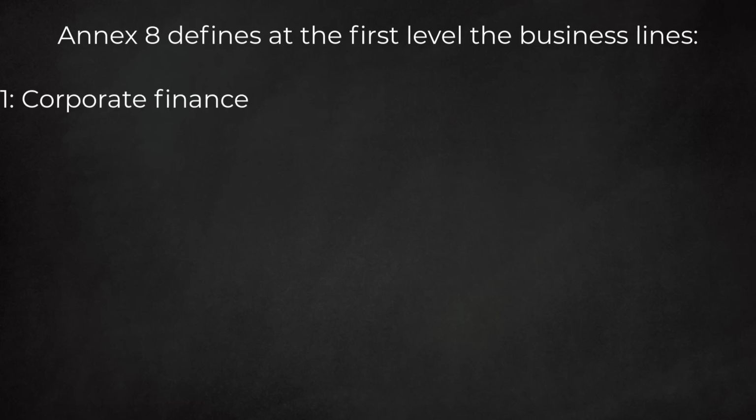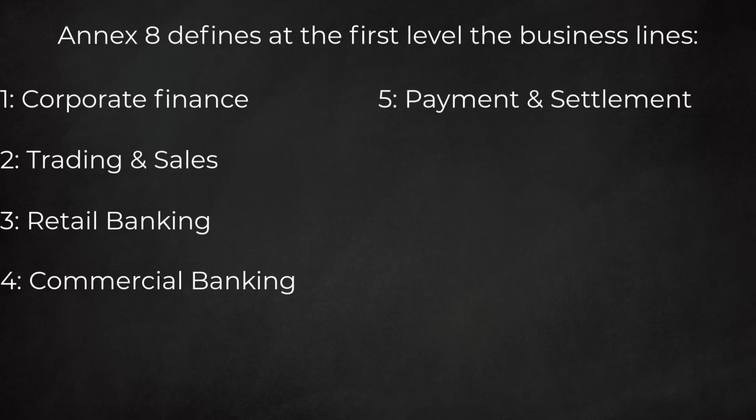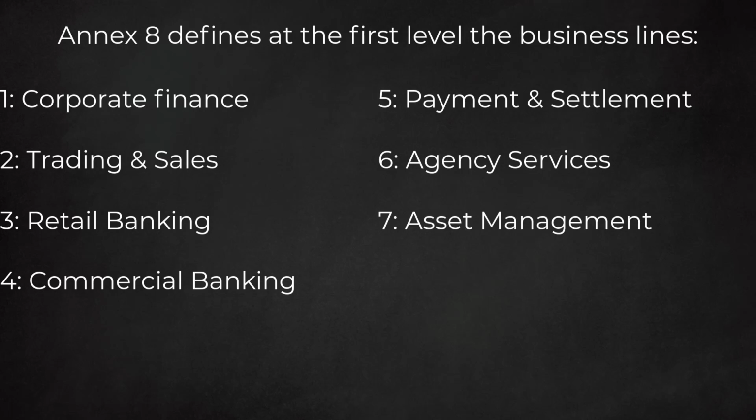1. Corporate finance. 2. Trading and sales. 3. Retail banking. 4. Commercial banking. 5. Payment and settlement. 6. Agency services. 7. Asset management. 8. Retail brokerage. Note that these are the same business lines as used in the standardized approach.